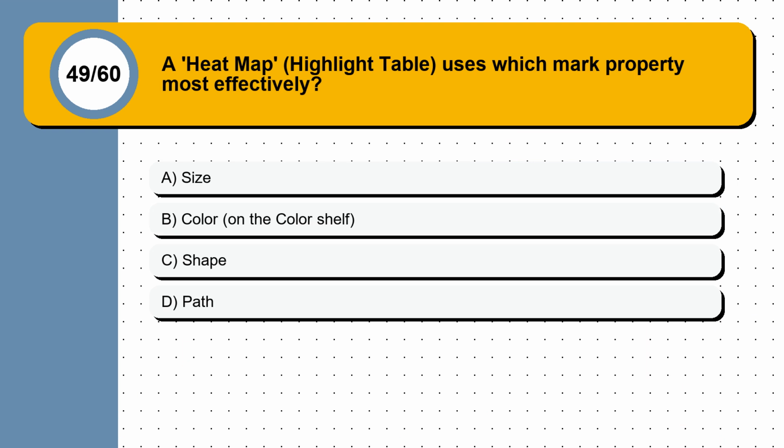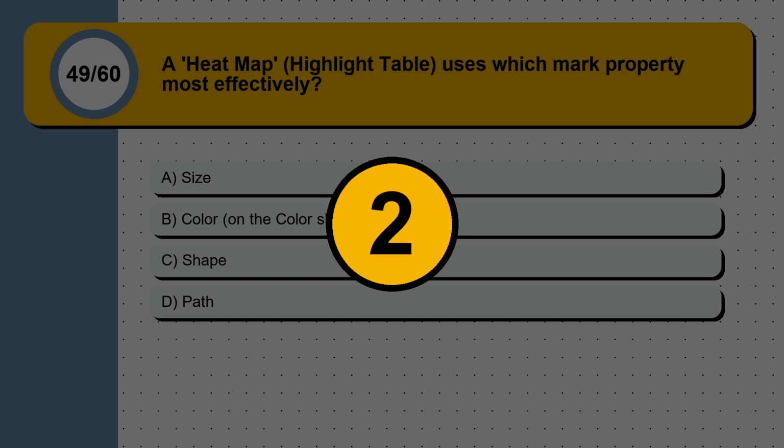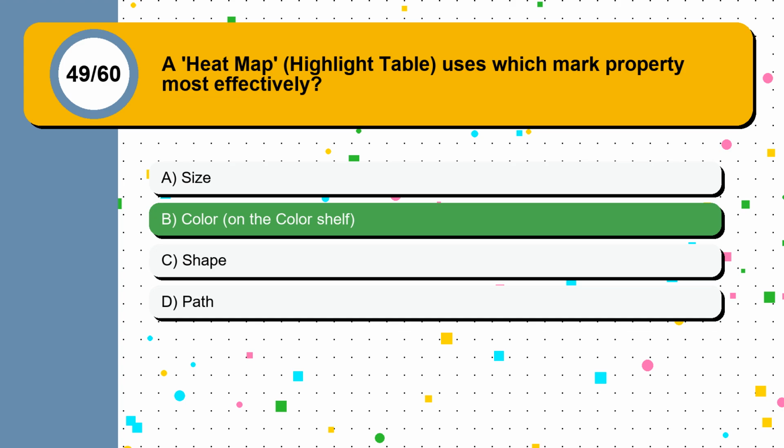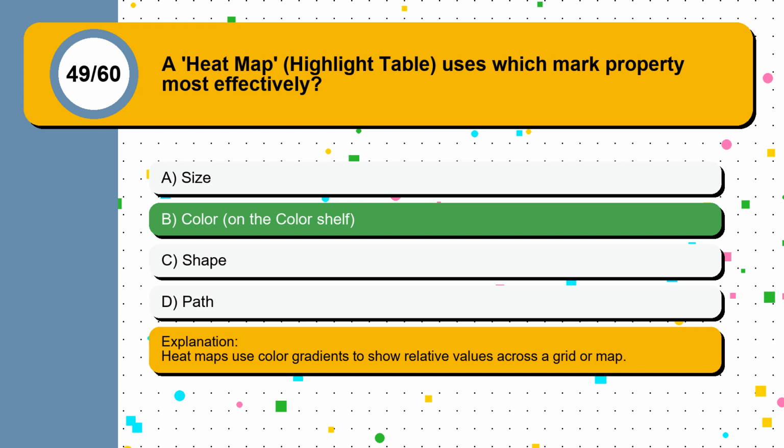Question 49. A heat map, highlight table, uses which mark property most effectively? Option A, size. Option B, color, on the color shelf. Option C, shape. Option D, path. The correct answer is option B, color, on the color shelf. Heat maps use color gradients to show relative values across a grid or map.